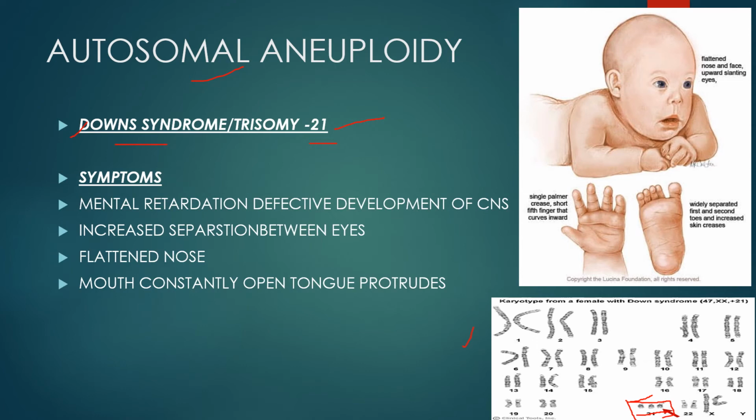The symptoms of Down syndrome are severe mental retardation and defective development of the central nervous system, and increased separation between the eyes. You can see the increased separation between the eyes, and the nose will be flattened, and the mouth constantly open and the tongue protrudes. These are called mentally retarded people. You can see those children have the mouth constantly open and the tongue protruding out. This condition happens because of trisomy of 21. We call it Down syndrome.